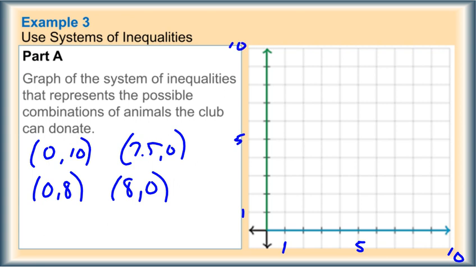So let's plot these. So we got 0, 10. And we have 7.5 and 0. And since these can equal it, we're going to have a solid line. So this one's a solid line. And then the other one, let's do black here. So we got 0, 8. And we have 8, 0.